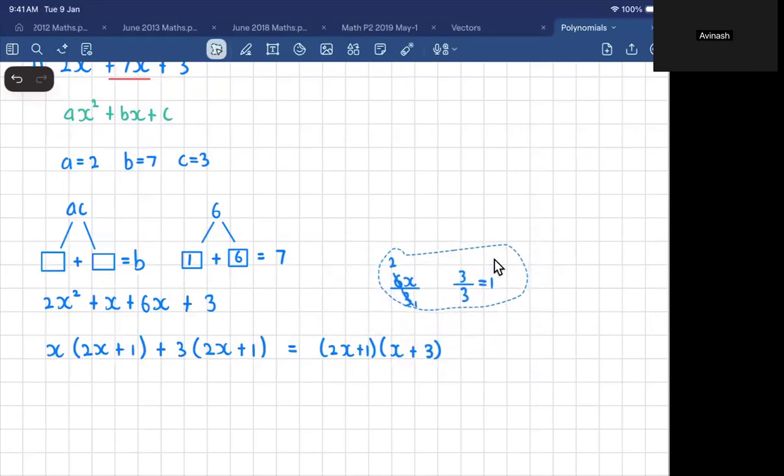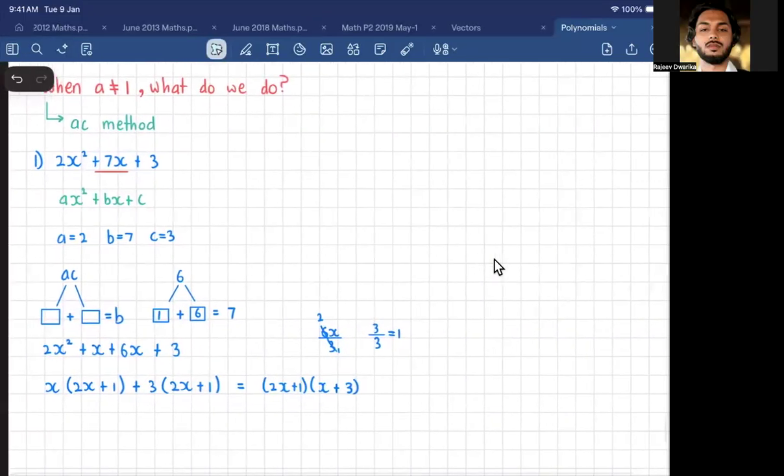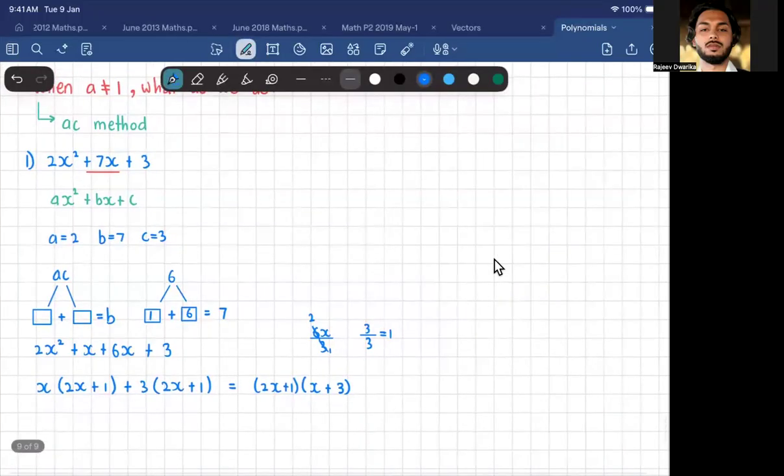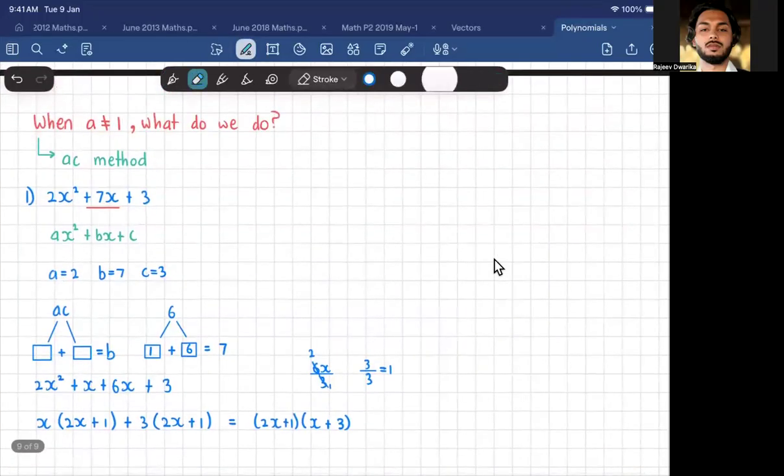Yep. Right. Serena, do you understand this perfectly? Yes, sir. Okay, great. So I would like you all to copy this down, and then I'm going to give you all a question. Well, I want to do 2 questions in this, and then we're going to move on to factor theorem and remainder theorem.